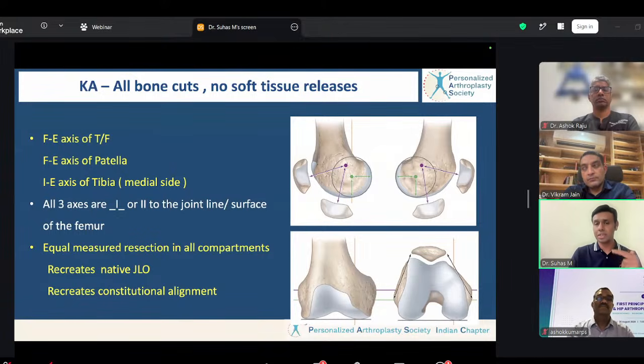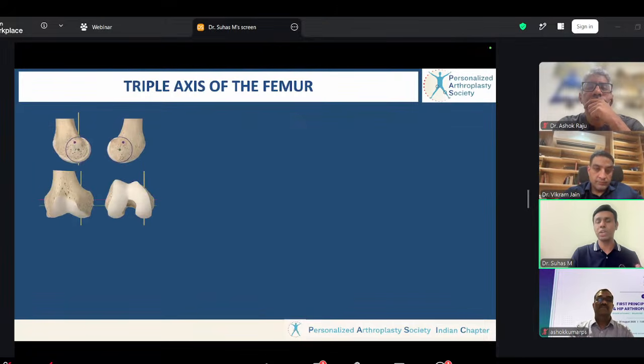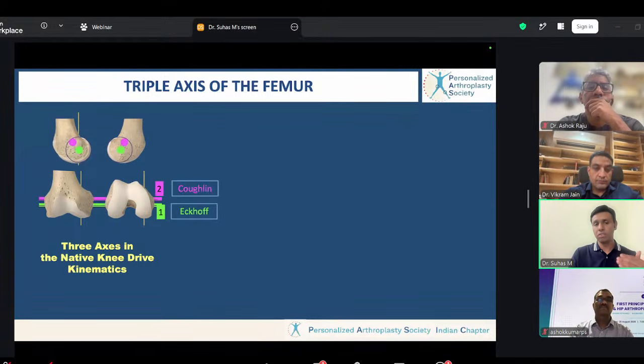So using these 3 axes, Stephen Howell came up with the working hypothesis that if I recreate the surface of the femur exactly as it was, I would by default recreate all these 3 axes. So this was his working hypothesis, and that is how he came up with the concept of kinematic alignment, where you have the Akagi axis where the tibia moves over the femur. You have the Coughlin axis where the patella moves in the groove, in flexion and extension. And you have the Freeman-Pinskerova axis where you have the internal external rotation of the tibia on the femur.